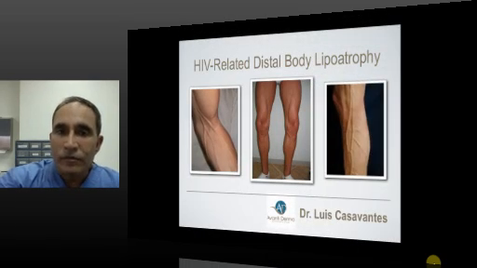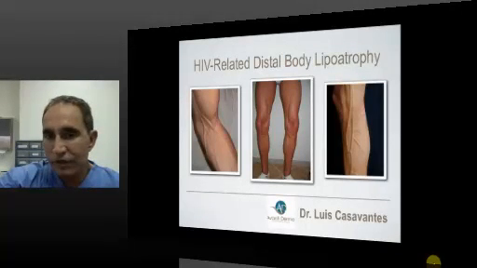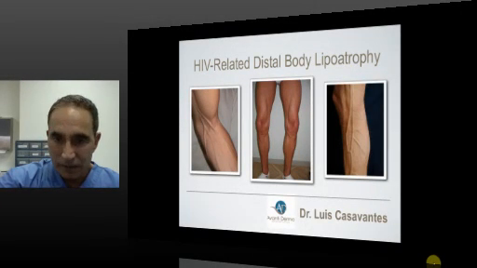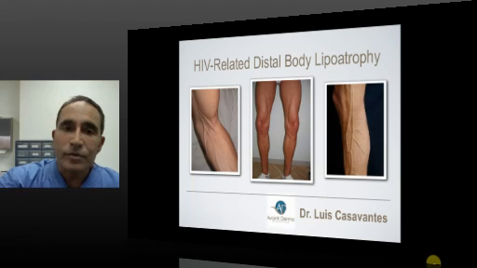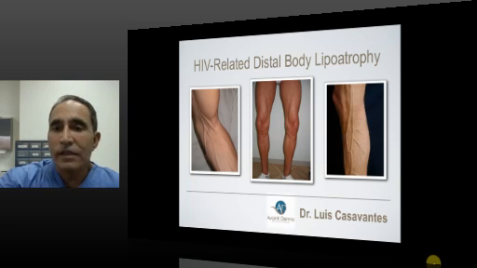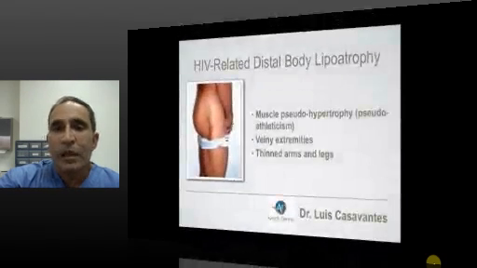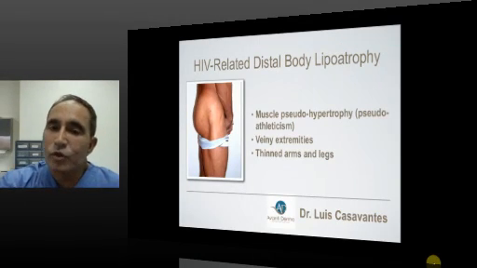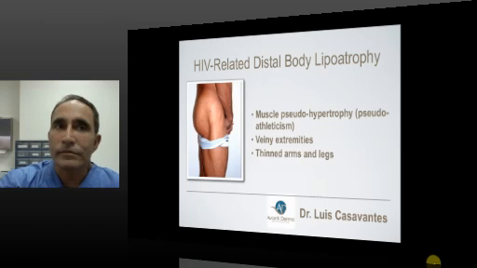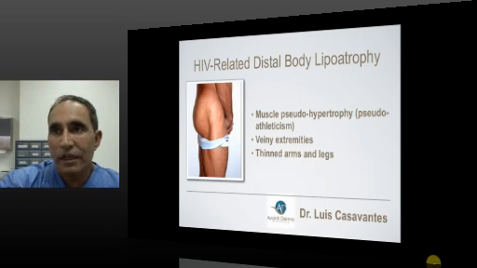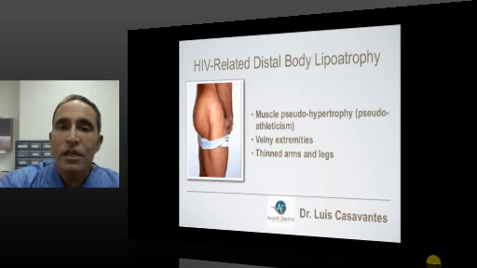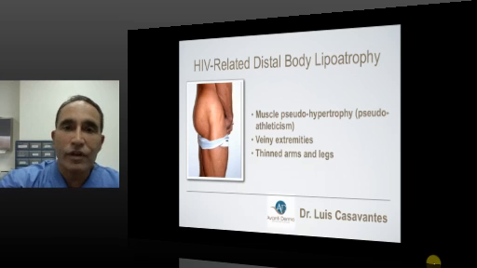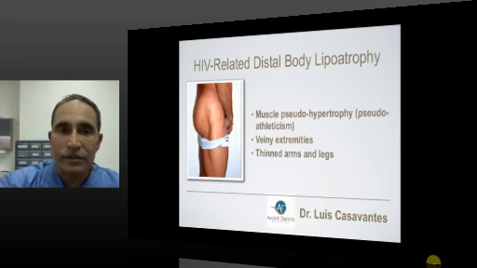And finally, the distal body lipoatrophy, or the limb lipoatrophy in patients with HIV, is noticeable both in the arms and the legs. The patient shows a pseudo-athletic look, or the muscles look as if they were hypertrophic. The veins in the extremities are very noticeable, but eventually both the arms and the legs start to thin out.